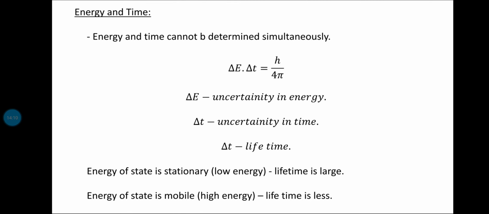You know what is delta E? Uncertainty in energy, or error in the determination of energy. Delta T is known as uncertainty in time. Now, here delta T is representing the lifetime of excited state. It is also representing lifetime of excited state.